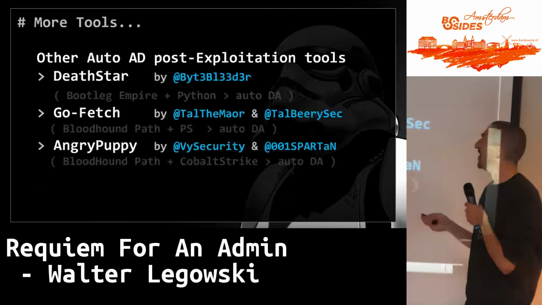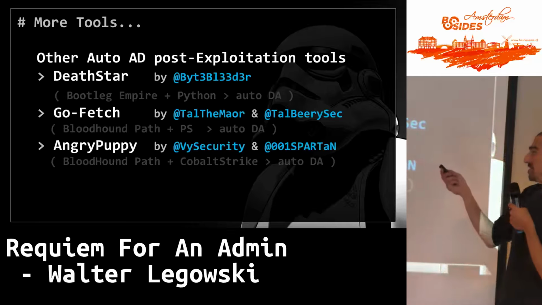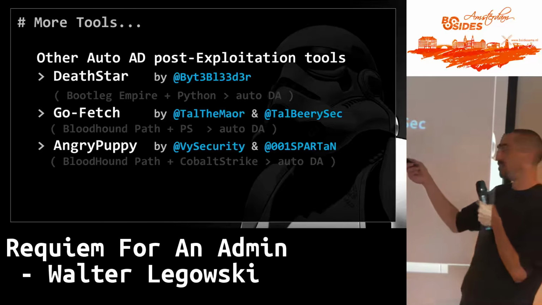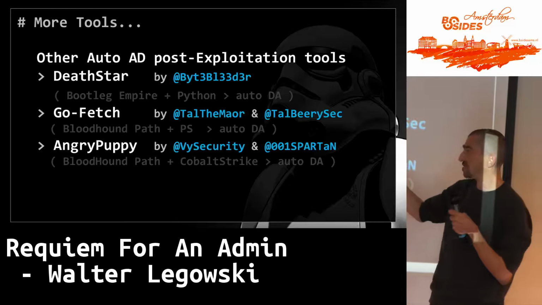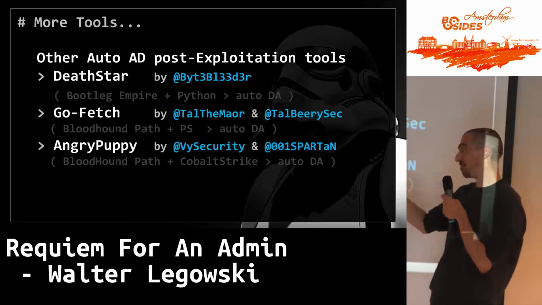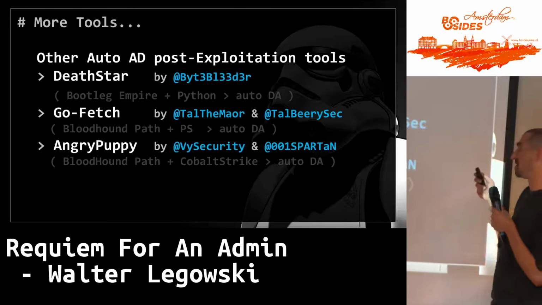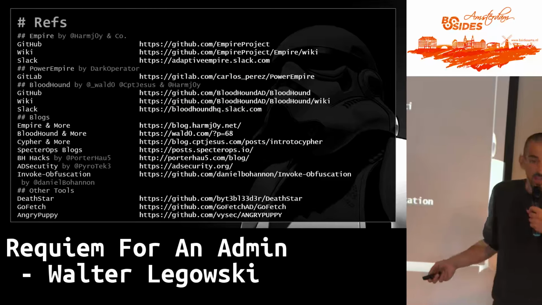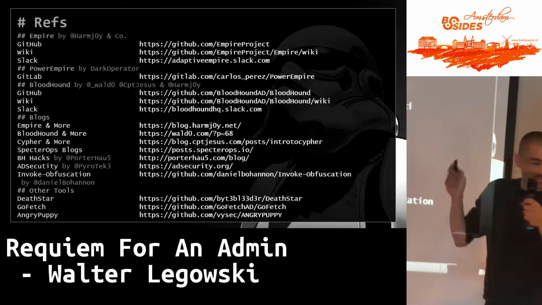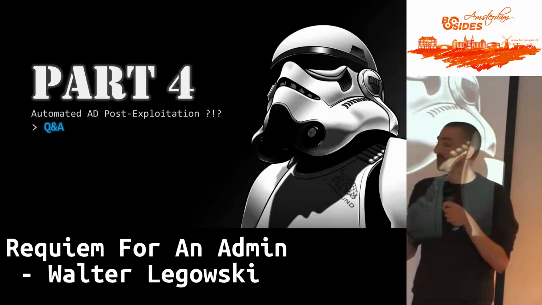I love automation. More tools if you're into Active Directory post-exploitation. So I mentioned DevStar by Bleeder. It uses a bootleg version of Empire Python to get automatic DA. You have GoFetch, which uses a Bloodhound path and PowerShell to get to DA. And you have Angry Puppy, which uses Bloodhound path and Cobalt Strike for the same result. Everything I mentioned is listed here. I know I'm going really fast now. And part for our Q&A, so if you have any questions, shoot.